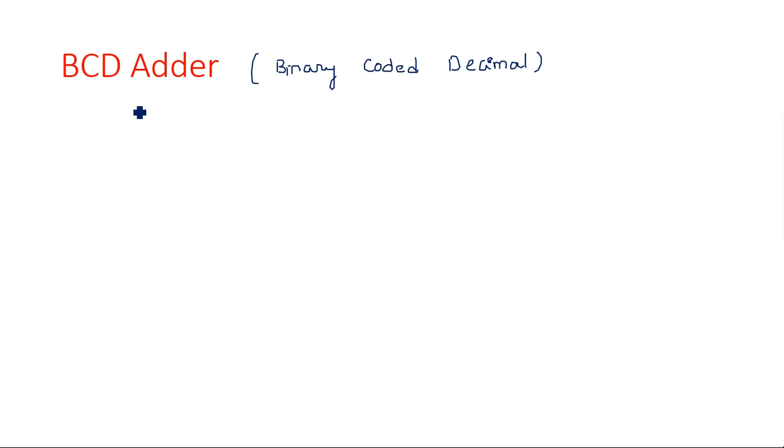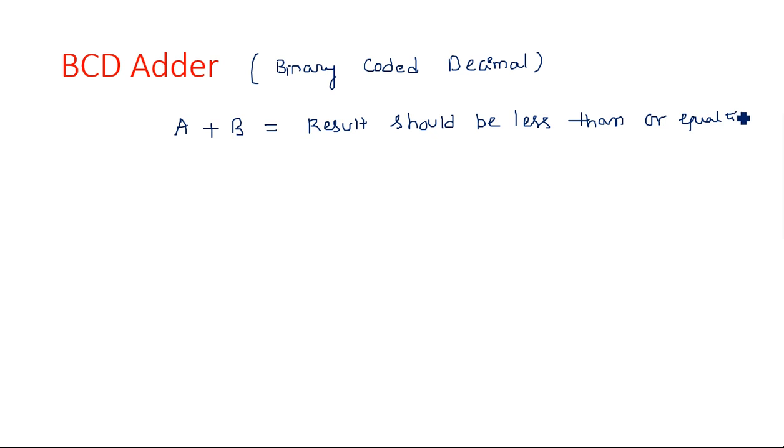So what is the significance of this BCD? When you are performing addition between two numbers A and B, the result should be less than or equal to 9. Suppose what happens if the result is greater than 9? If the result is greater than 9, then we need to add 6.